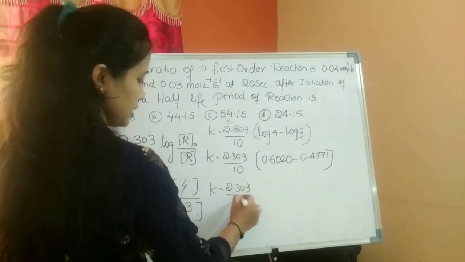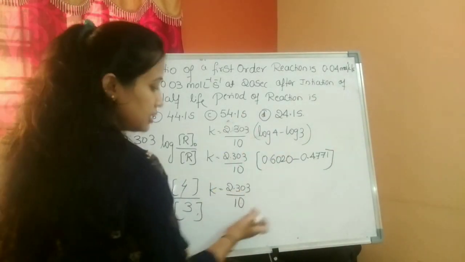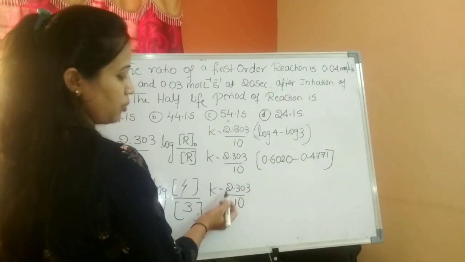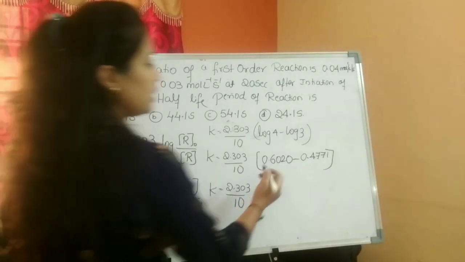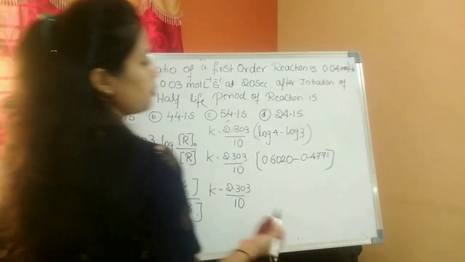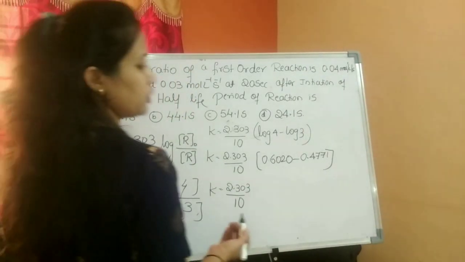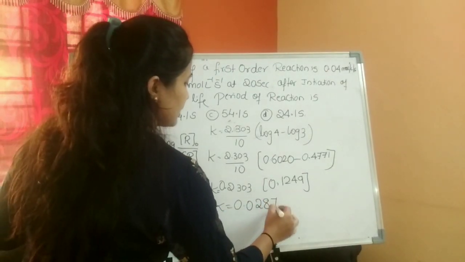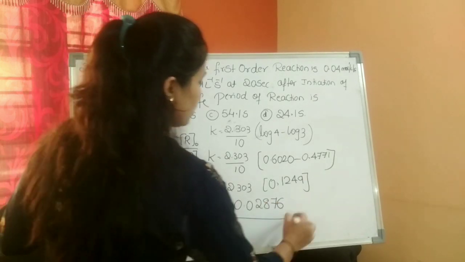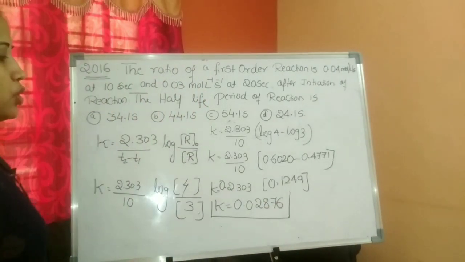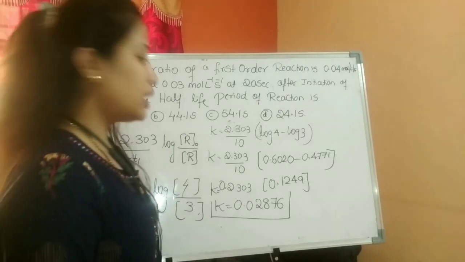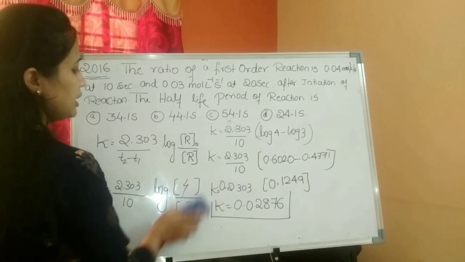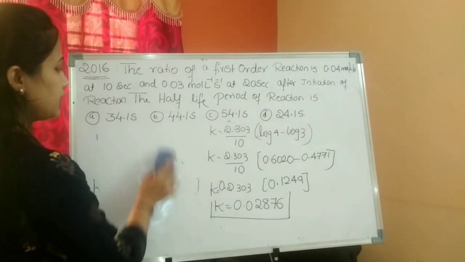Now k is 2.303, I am keeping 10 still here only, or else you can take it to the numerator, then it becomes 10 to the power of minus 1, or if you shift the point here, it will be solved. From 0.6020 minus 0.4771, it is going to be around 0.2876. This is the k value we are going to get, 0.02876. Now we got the k value. What is the thing left? We need to substitute in t half.